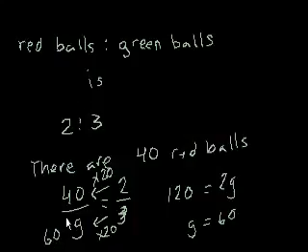A lot of you might actually find it more intuitive just to think about it. Well, if for every 2 red balls there are 3 green balls, then if there are 40 red balls, it makes sense that there would be 60 green balls, because for every 20, there would be 30. For every 40, there would be 60. I hope I'm not completely confusing you. Let me give you another example.